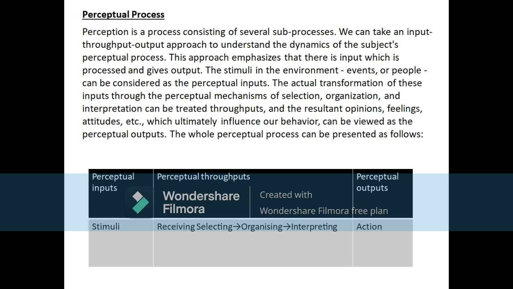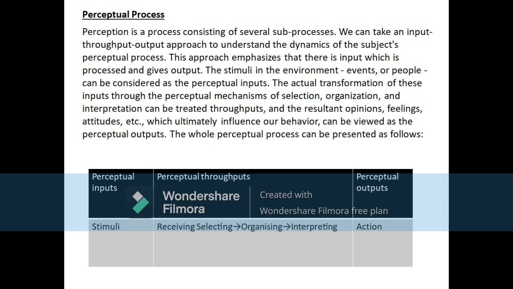Today our topic is regarding the perceptual process. So what does the perceptual process mean? In the previous session we learned about perception and the nature of perception. But now, what is the process of perception? What were the aspects that are included in the process? That we are going to learn.